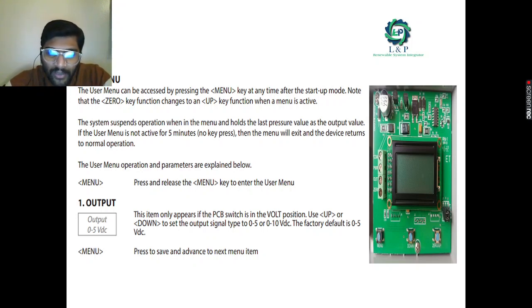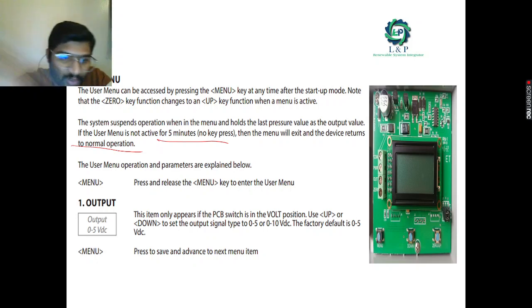And most importantly, you need to work continuously with the menu option within 5 minutes. If your menu button is not active for 5 minutes, it will exit from the settings and the device will return back to its normal operation. So it means there should not be a 5 minute gap. You need to make the settings as soon as possible. As I told earlier, please press the menu button for a long time.